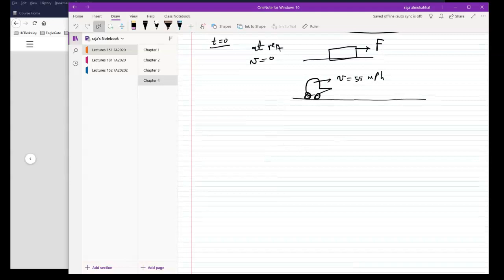That's basically the subject of this chapter. But before I go any further than that, I want to talk about Newton's 3 laws of motion.